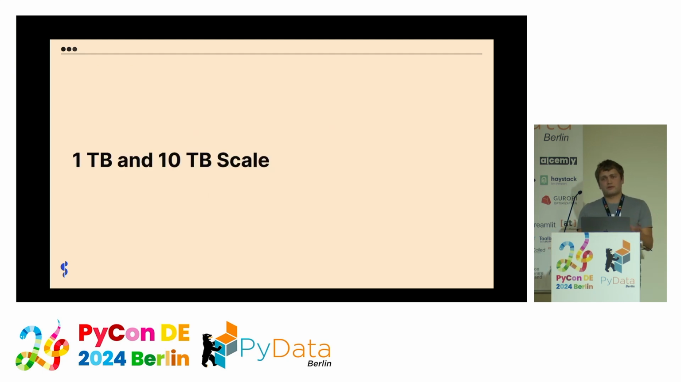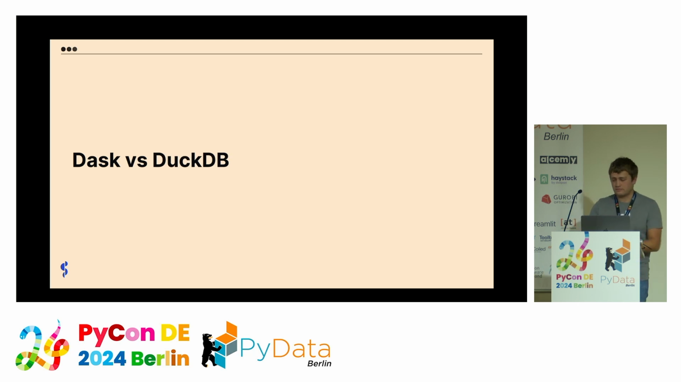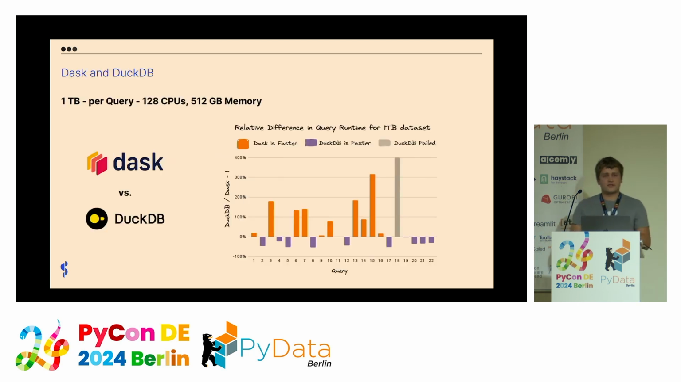Now we look at the interesting scale for Dask people, 1 and 10 terabytes. And we start with Dask versus DuckDB. Again, DuckDB is a single machine node. It's not optimized for really large data, because this is something you can't efficiently process on one machine if you work with petabytes of data. But their performance is actually very, very good. What we see here is Dask versus DuckDB. Both have 128 CPUs available.